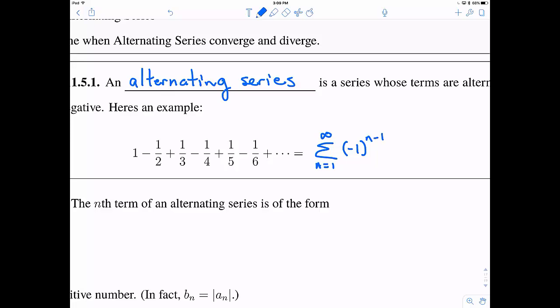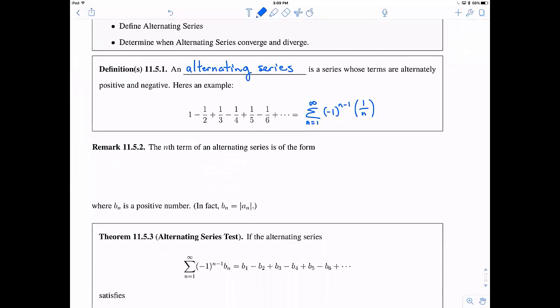So in order to get it to be positive, I'm going to do n minus 1. And now you can check if I was to plug in n equals 1, I'd be taking negative 1 to the 0th power, and so that would be positive. Okay, and then times 1 over n. So this is going to give me the 1 over 1, 1 over 2, 1 over 3, 1 over 4, so on and so forth. Okay, so this is a pretty nice and famous alternating series here.